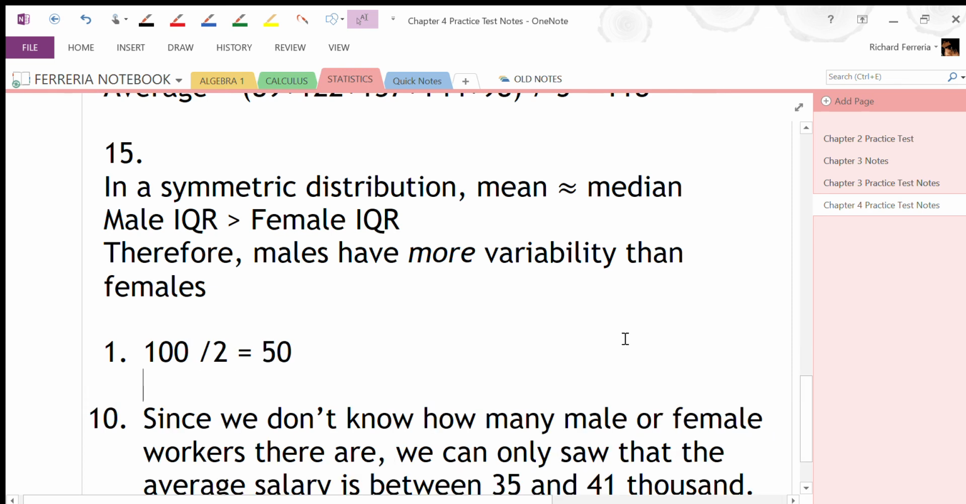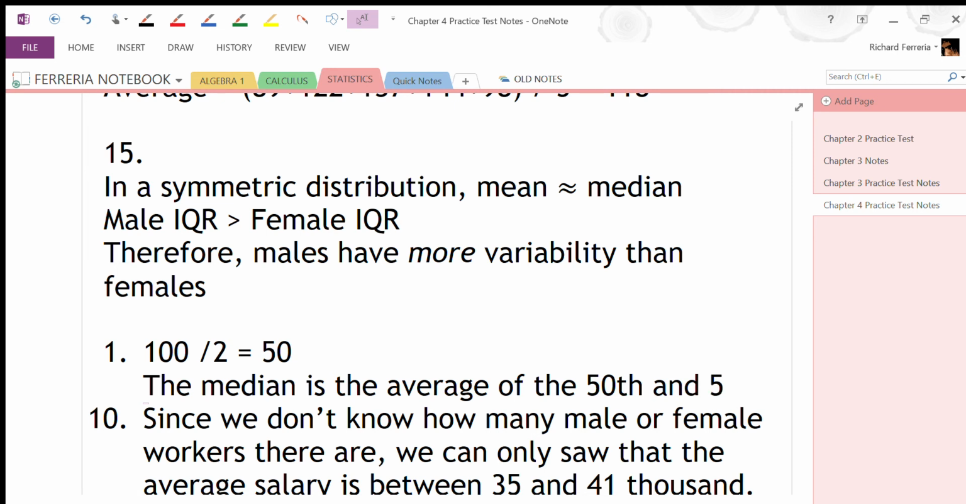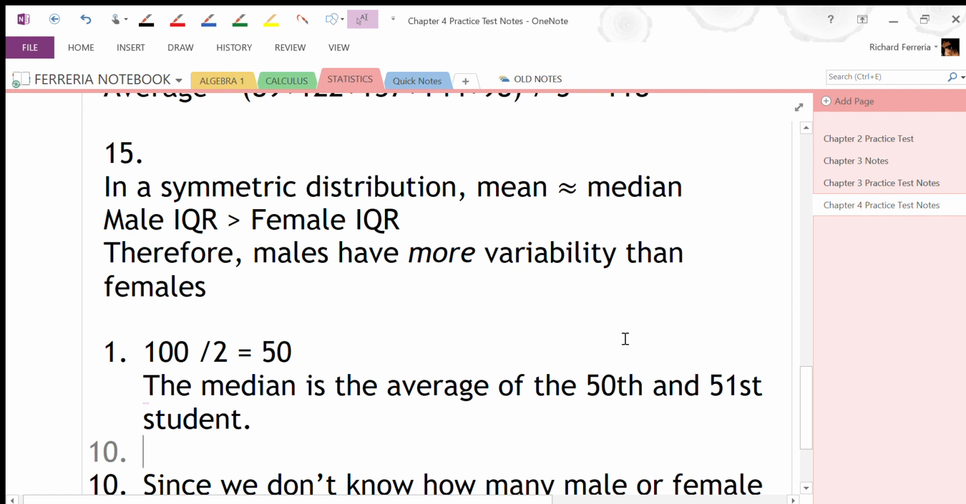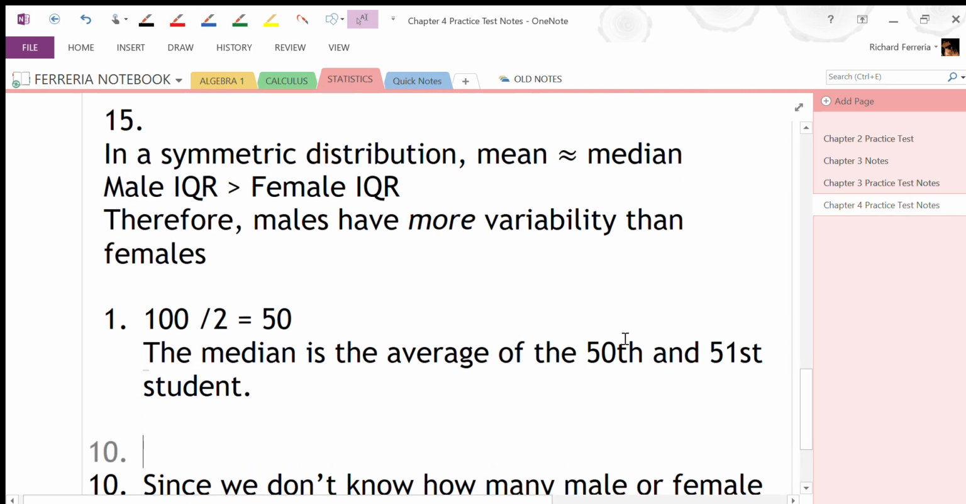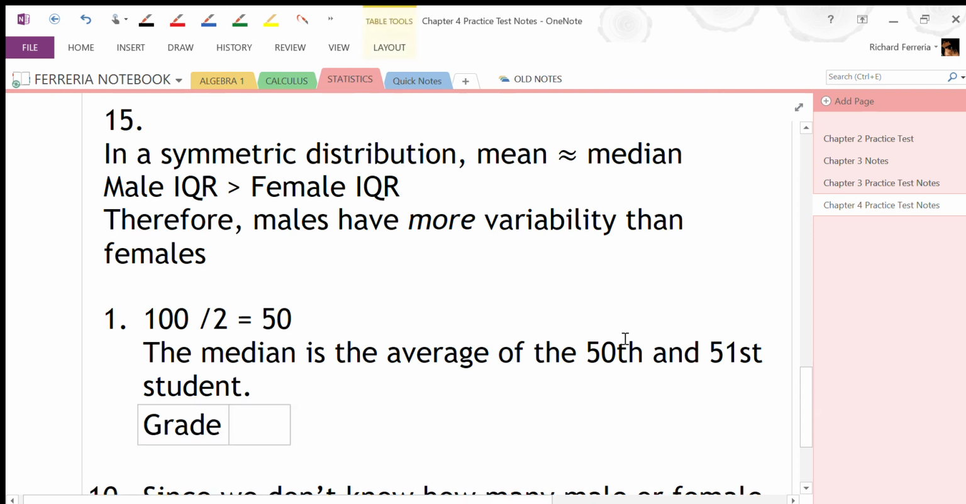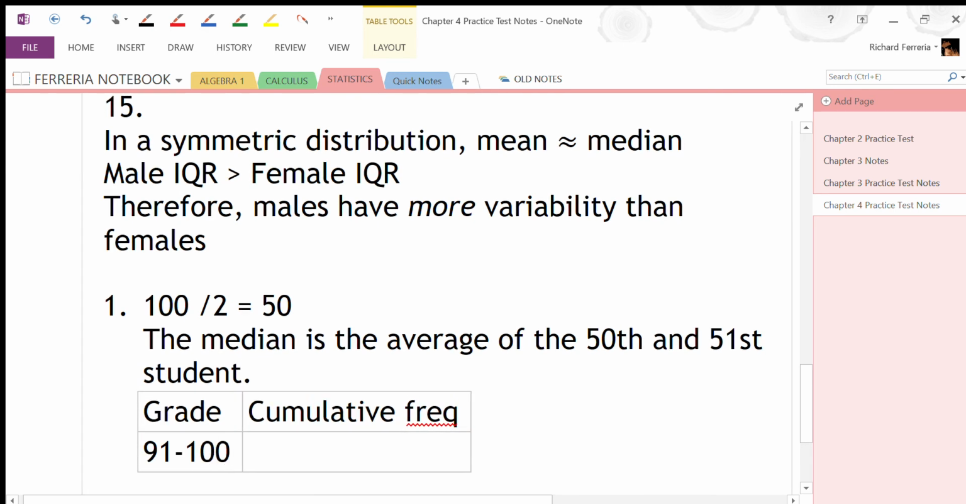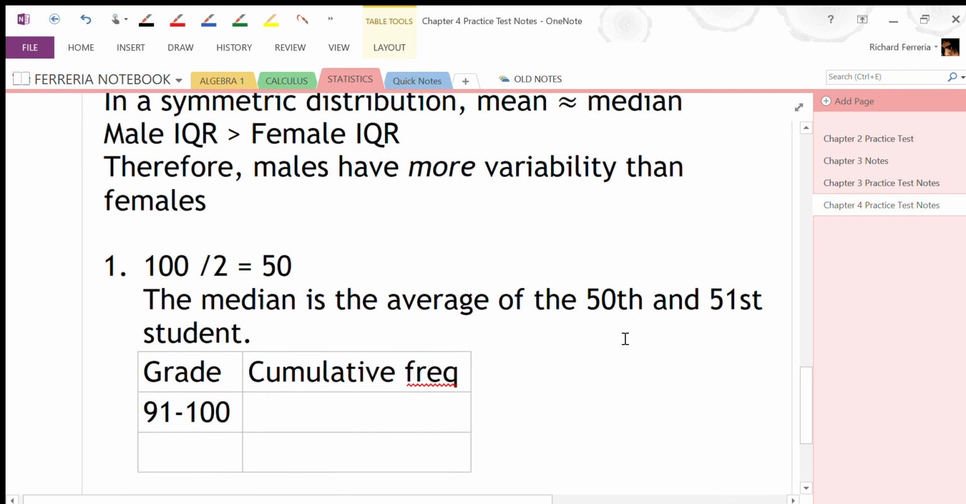The median is the average of the 50th and 51st student. Okay, so where is the 50th student? So maybe we should look at cumulative frequency. We got grade and cumulative frequency. So 91 through 100, 81 through 90.